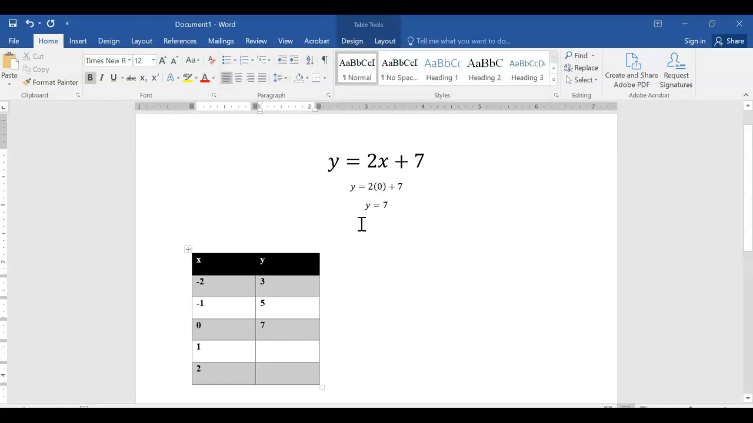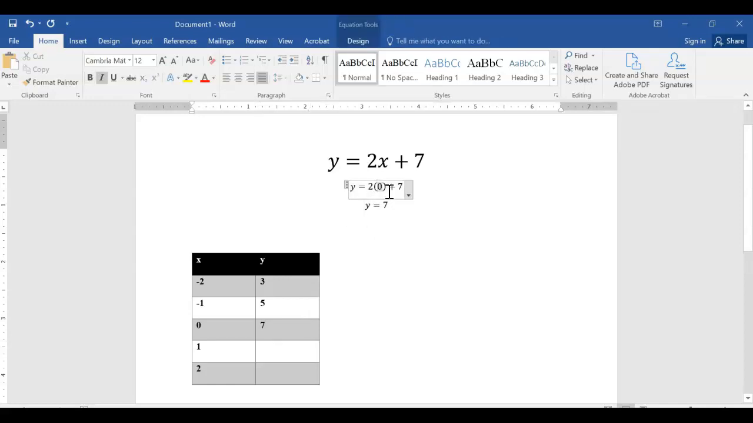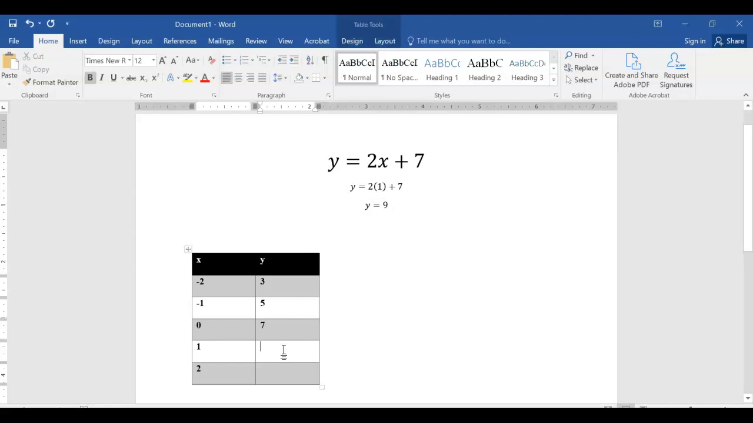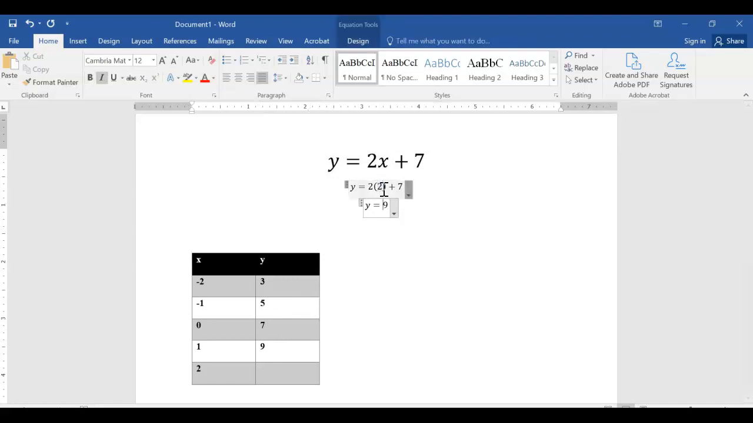Again, I'm doing this very quickly because we've done this a number of times in class before. When I plug in 1, I end up with 9, so the point (1, 9) is on the graph. And if I plug in 2, I end up with y equals 11. So if I plug in 2 for x, 2 times 2 plus 7 is 11, so y equals 11.